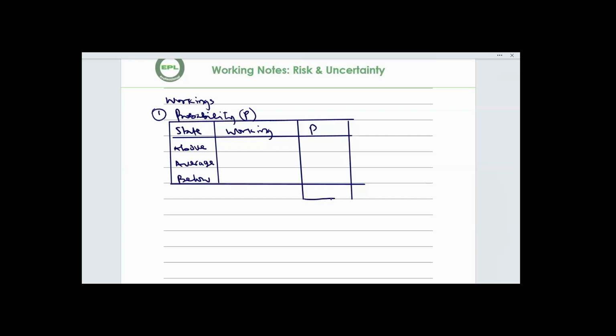According to the question, we are told that 50 out of the 200 samples collected enjoyed above average. Therefore, to get the probability for above average demand, it will be 50 divided by 200. Let me use my calculator. 50 divided by 200, yes, that's 0.25.